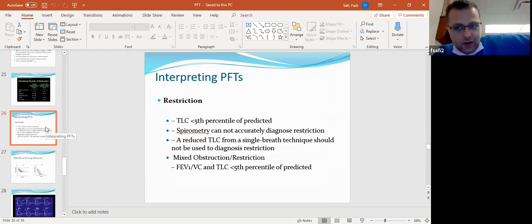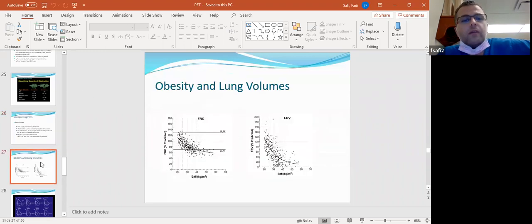But you also need the total lung capacity to be restricted. That's the most important part in restriction. That's why you cannot use spirometry alone to diagnose restriction. You need a lung volume technique, either body plethysmography or gas dilution. And in body plethysmography, you need a TLC less than the 5th percentile to know that the patient has restriction.